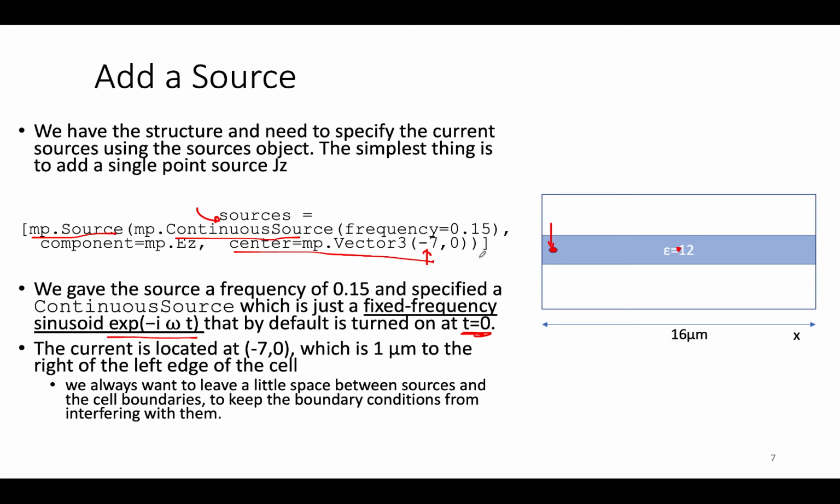Typically, we'll just leave a little bit of space here between the boundary and the source, just to avoid any problems with the boundary condition. So we don't want to have a source exactly on the boundary. Sometimes it gives some numerical problems.